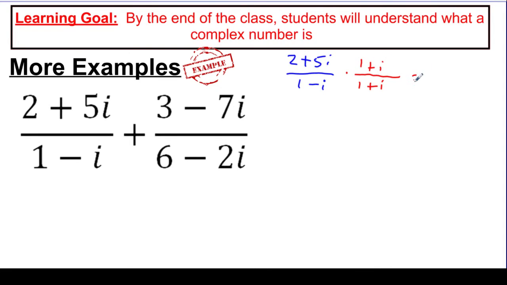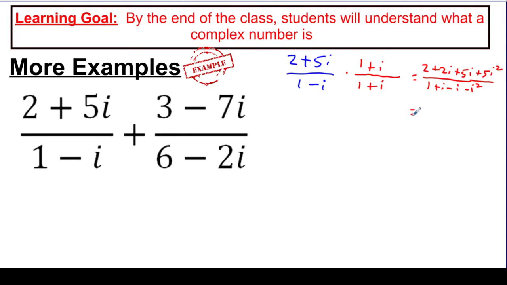So the bottom is going to turn into, if I FOIL all this out, 1 plus i minus i, and then minus i squared. You can go through and FOIL out these two binomials. This is what you get. Same thing on the top. I'm going to get 2 plus 2i plus 5i plus 5i squared. Again, what I did was I just FOILed out these two top pieces.